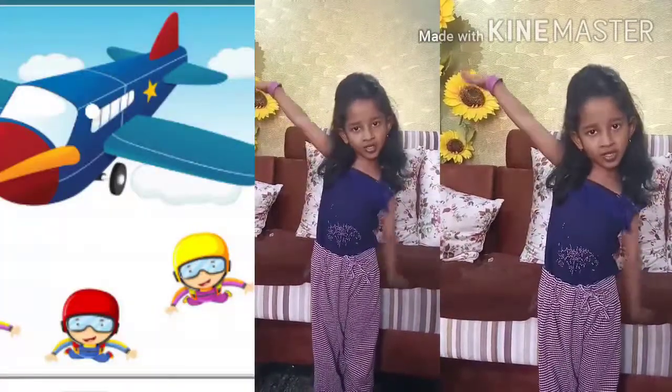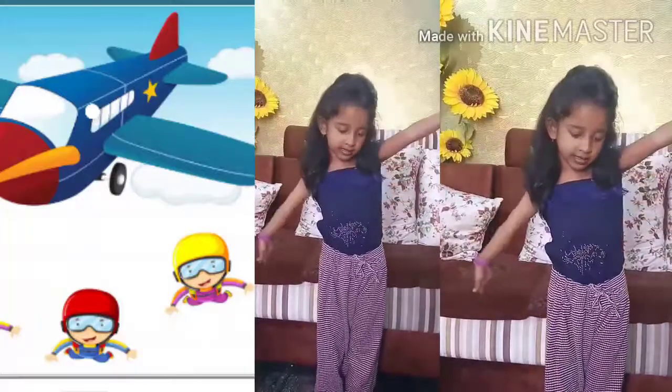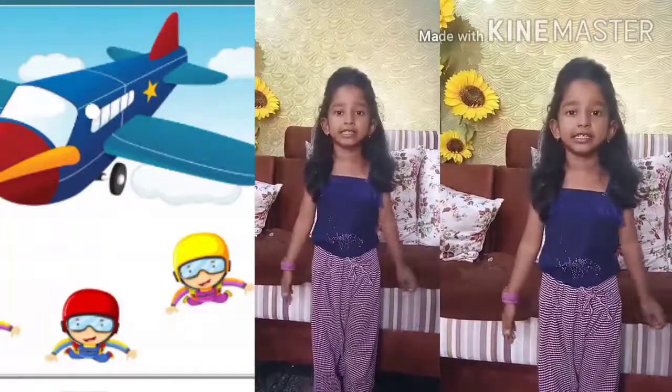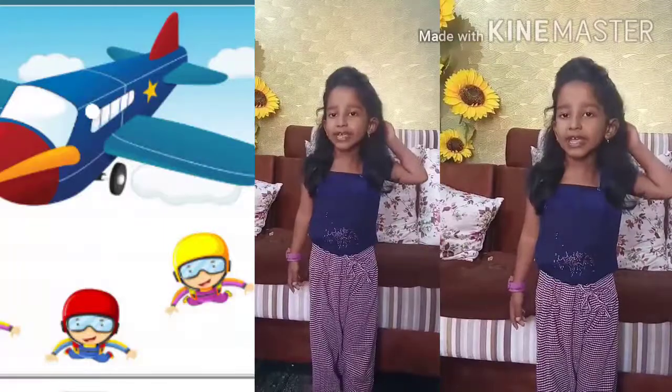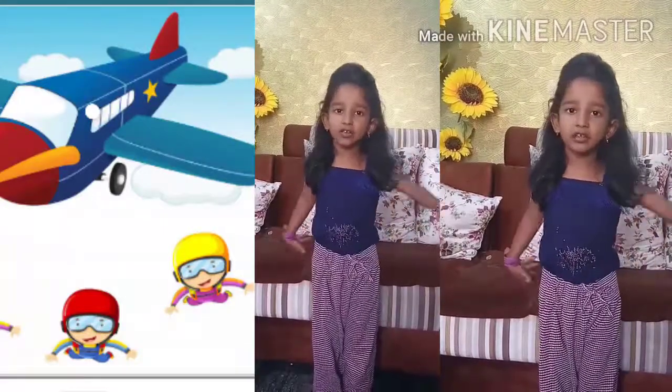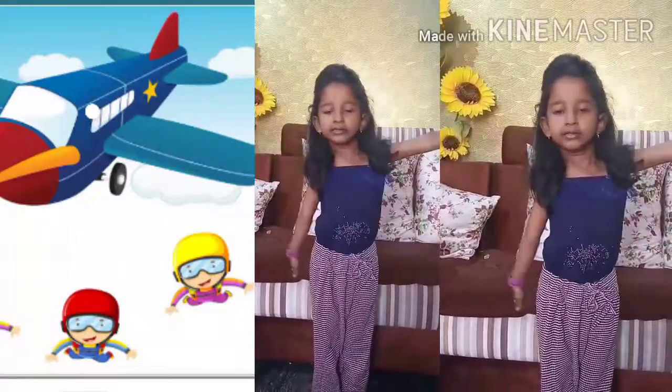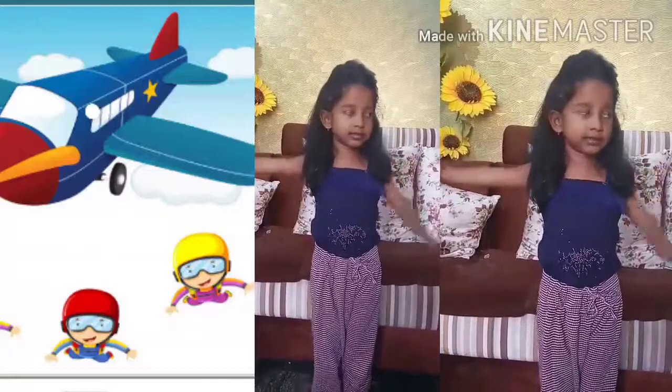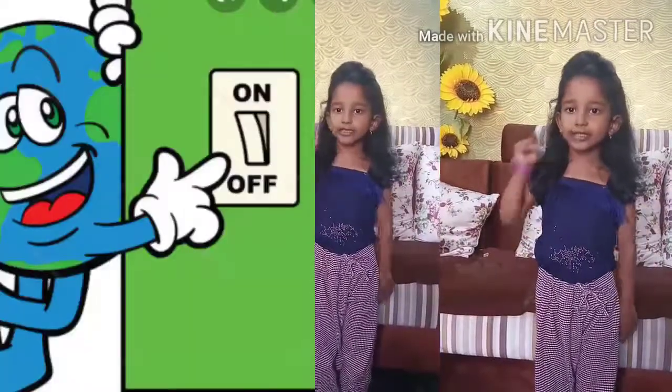N has the sound N, N, N. The action is flying an aeroplane and making a sound like this, N, N, N.